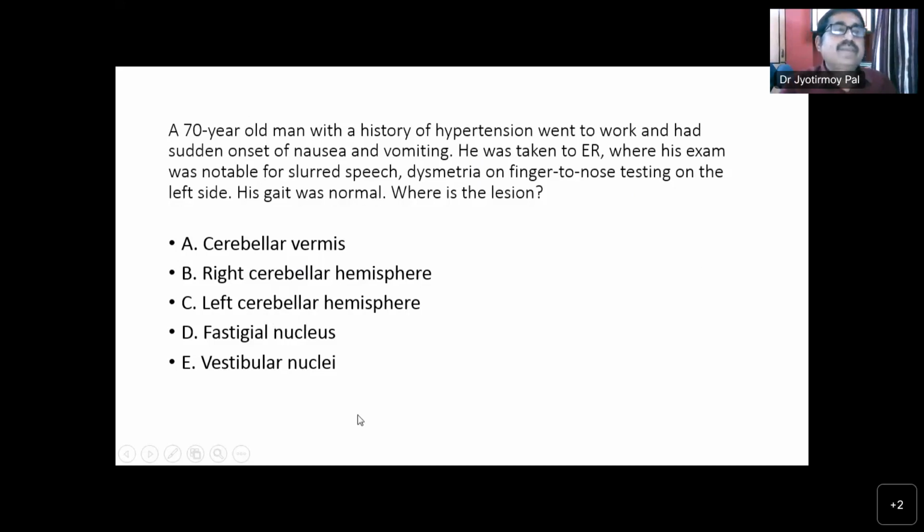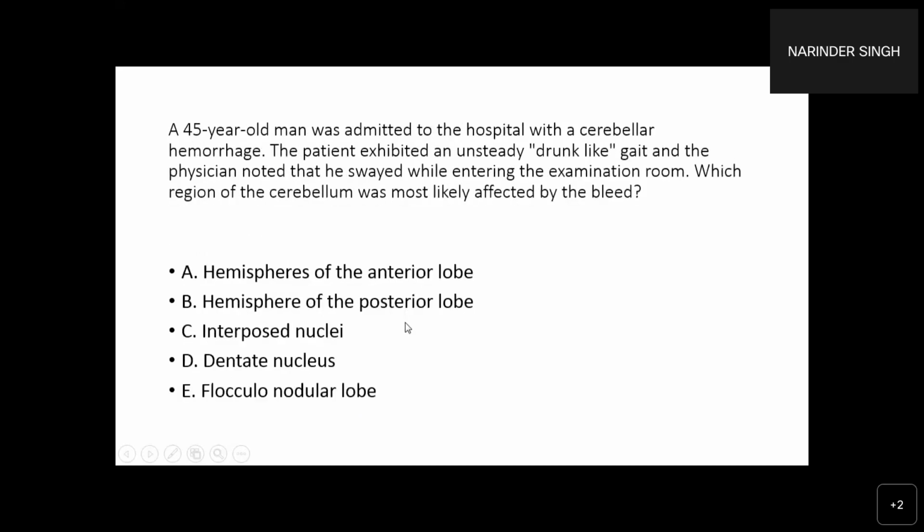What is the answer? Do they put it now or later? I think we can answer them because it will benefit. The options given are C, A. I think they're all confused. So please read the clues which you have. The patient has nausea and vomiting, slurred speech, and a left-sided finger nose test is disturbed, and the gait is normal. So people have said C. They are almost unanimous that it is C, that the left cerebellar hemisphere is involved. Yes, very good. So now I am coming to the next question.